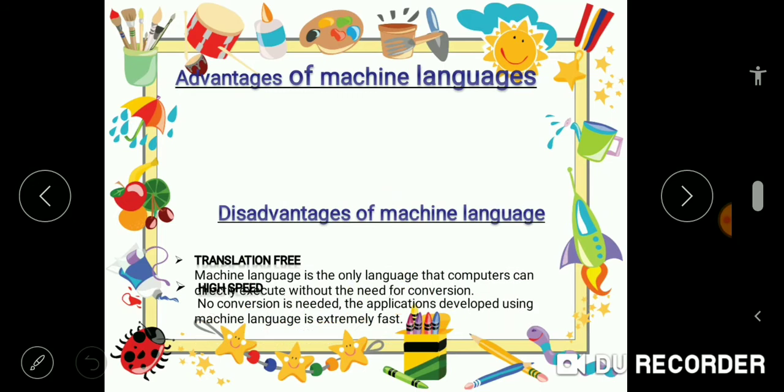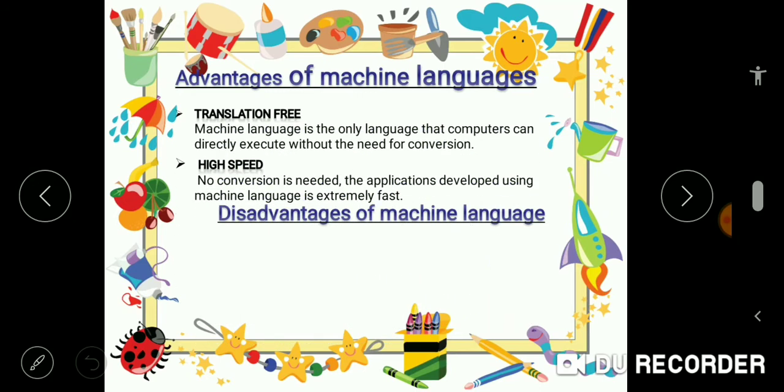Advantages of machine language. Machine language is translation free. That is, machine language is the only language that computers can directly execute without the need for conversion. So the applications developed using machine language are extremely fast. So no conversion is needed in machine language programs.